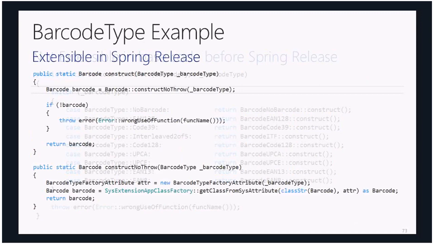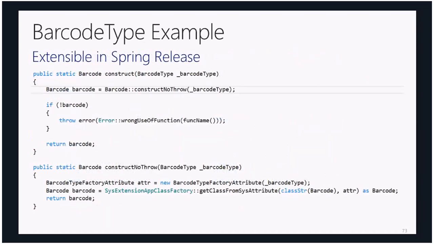This same code in the spring release can be seen here. This is now utilizing the sys extension framework to get the correct class from the attribute, thus allowing a partner to extend the enum for a new barcode type. They would need to implement their own class, implementing that specific barcode implementation, and annotate it with the new enum value.